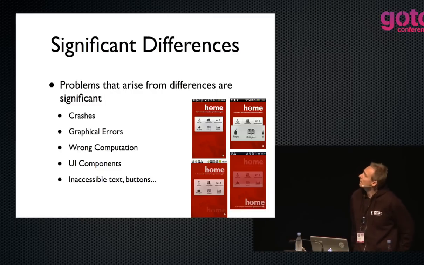So you can have crashes depending on, say, which iOS version you're running, an API that may not be available that you're calling, that could result in a crash. And also you can have graphical errors that depend on screen sizes and resolutions and so on.